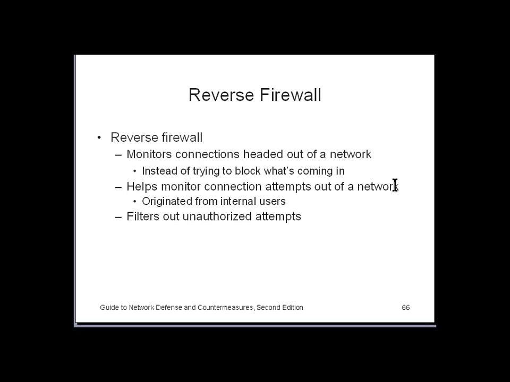And reverse firewall, we've actually already alluded to this, monitors connections headed out of a network instead of trying to block what's coming in. And essentially, that's good to do because there are some things that you don't want getting out. For example, you don't want somebody accessing a P2P network somewhere, and so, well, actually, that would be blocking them coming in. There may be certain IP addresses. Essentially, what you're trying to do here is filter out unauthorized attempts to access things that you don't want people to access out on the network.